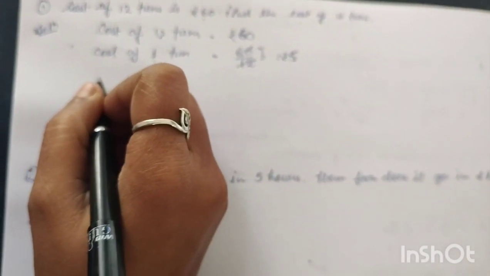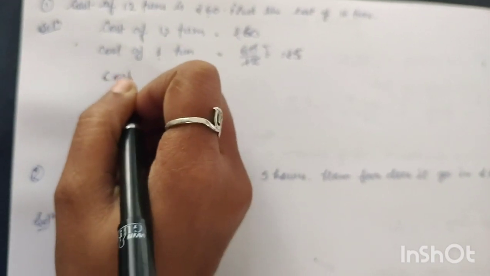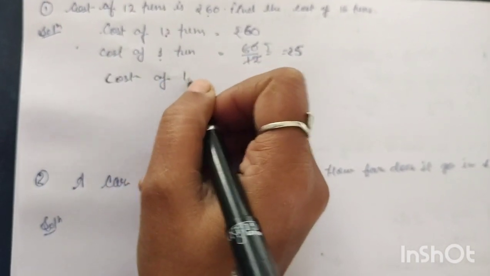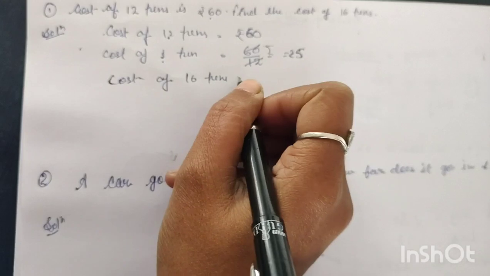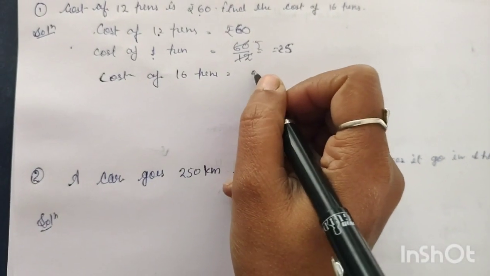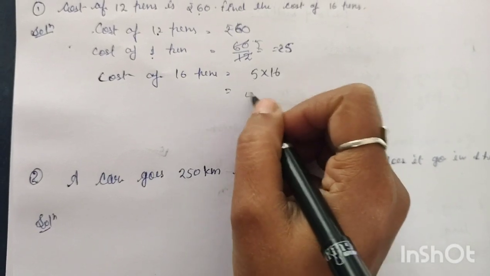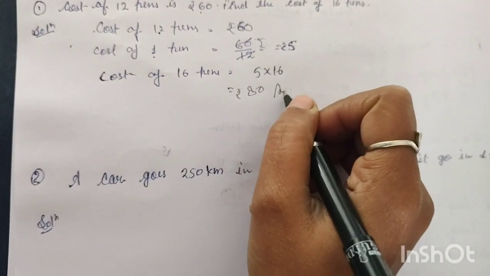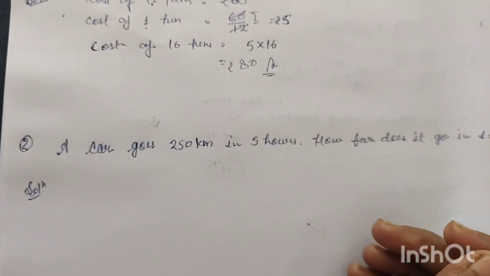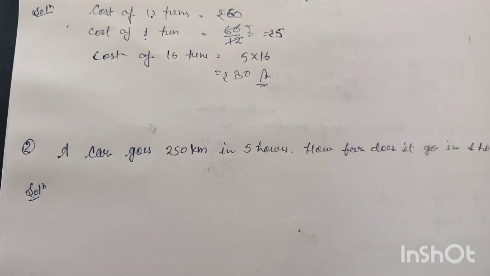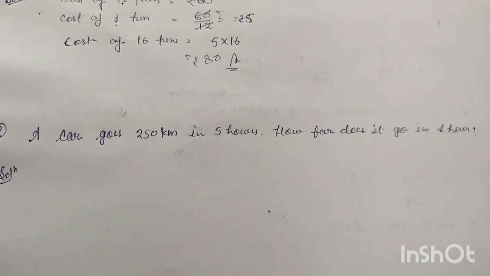16 pens. Cost of 16 pens, we have to multiply by 5, 16 into 5. 16 fives are 80 rupees. This is your answer. Cost of 16 pens is 80 rupees. In this way, you can find the value of the given question.